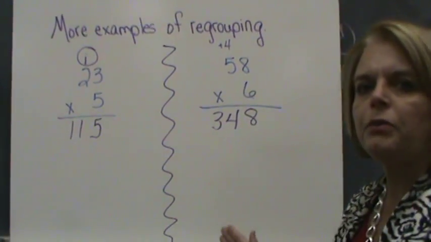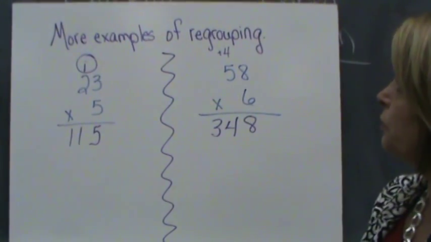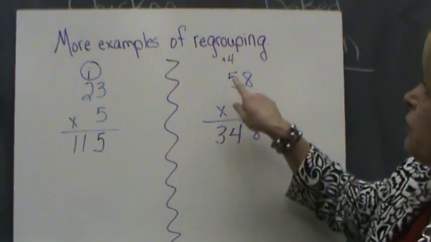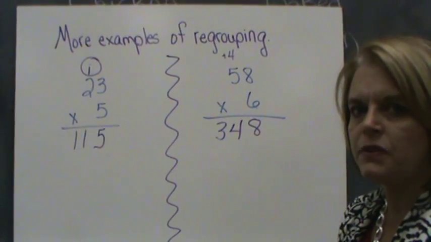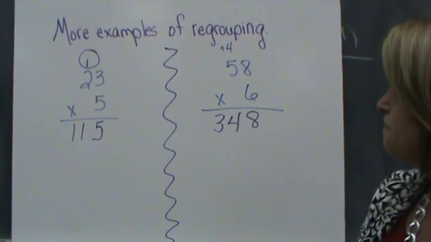You can use either way, partial product or regrouping. When you regroup, just remember to add in these tens that you've moved over to the tens place. Alright, good luck.